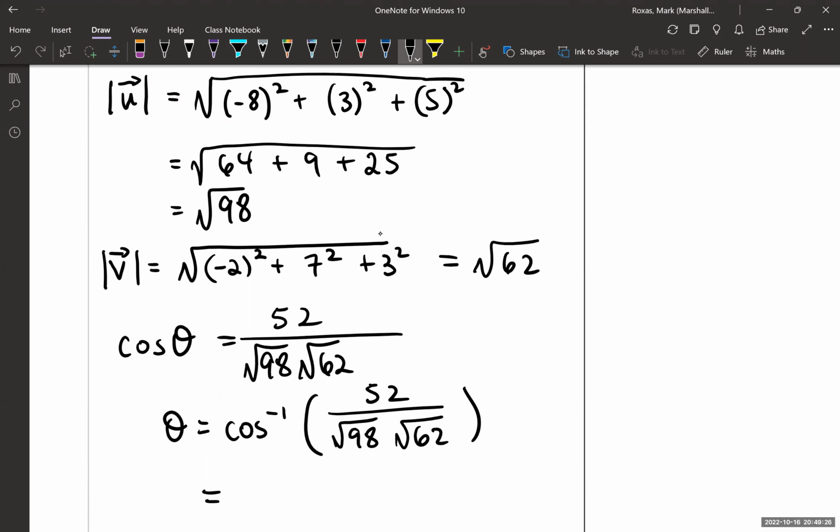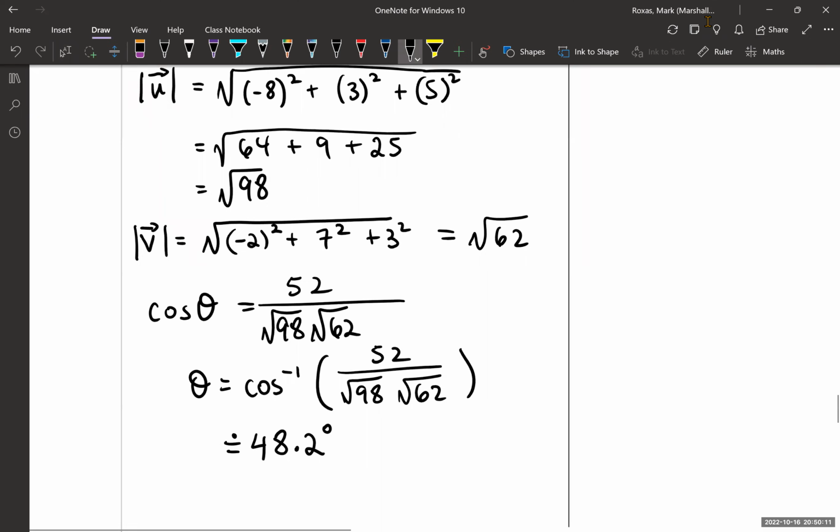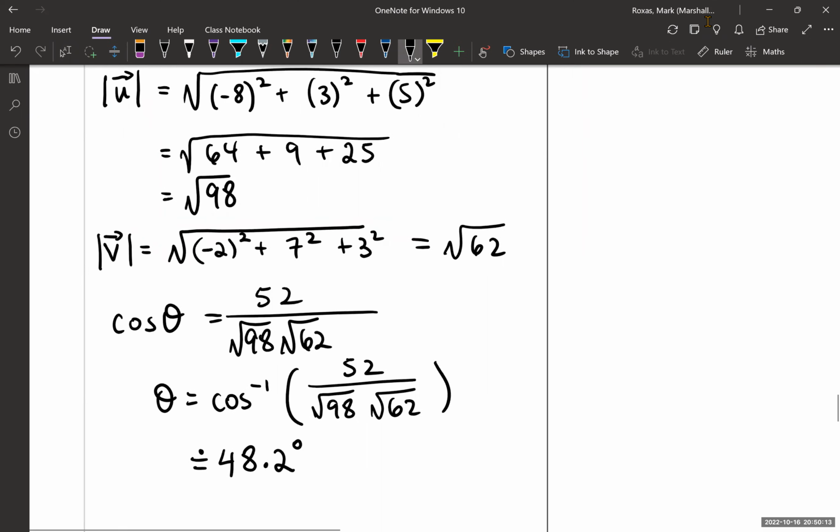Cosine inverse, just give me a moment here. So the answer here should be 48.2 if we round that. Okay, 48.2 degrees. So the angle between these two vectors, u and v, is 48.2 degrees.